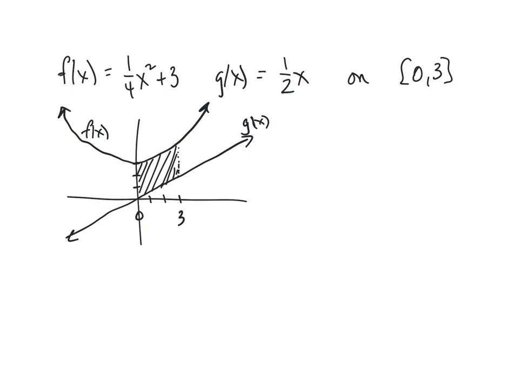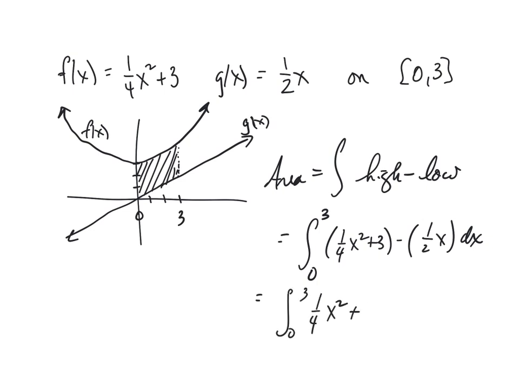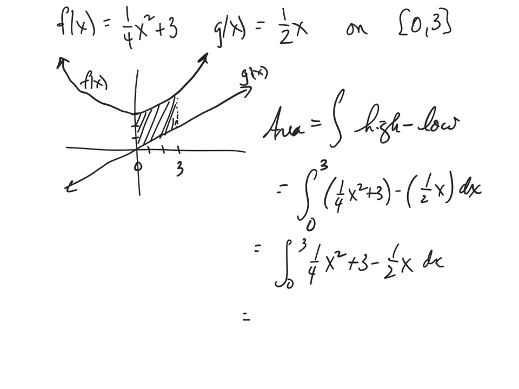All right, and so to calculate that area between the curves, what we're going to do is think in terms of the high function minus the low function. So in our case, the high function is the parabola, so 1/4 x squared plus 3, and the low function is the straight line, 1/2 x. The interval again is from 0 to 3, so our limits of integration are 0 to 3. All right, removing the parentheses, of course, doesn't really do much. So we can then move on to integrating our function.